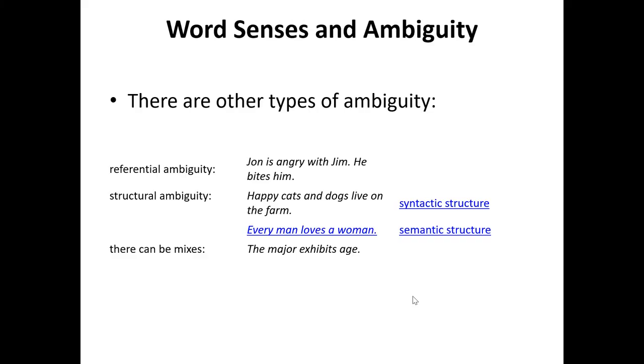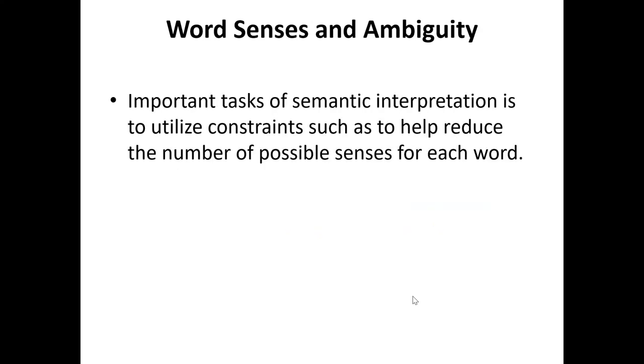Every man loves a woman. We have taken this example. So this is whether a particular person loves a particular woman, or every man loves a particular woman, or every man loves all women. Okay, so that is a semantic ambiguity, or even there can be a mixture of ambiguity based on these different types.